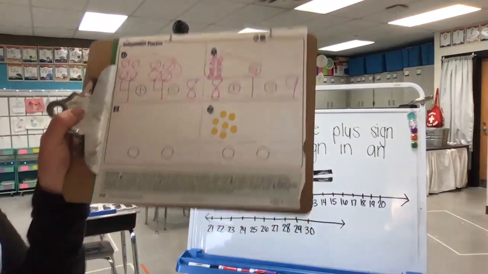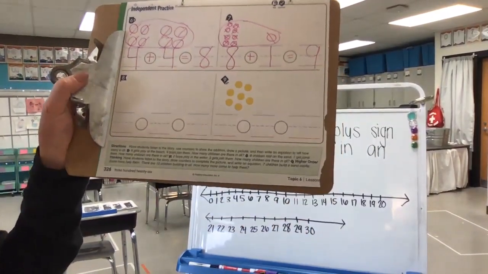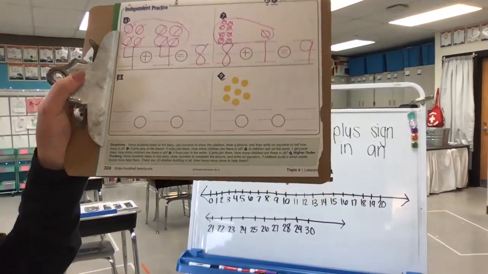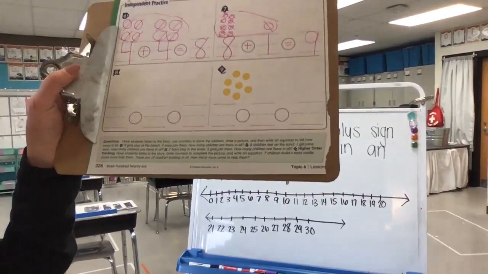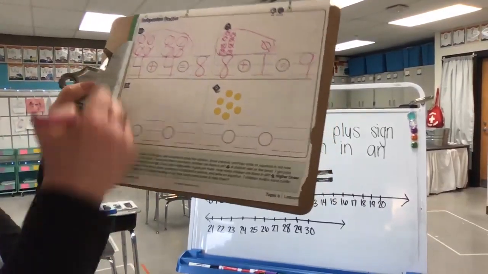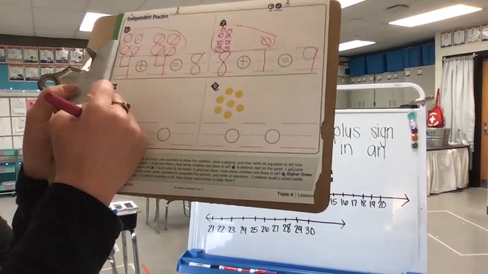Let's go down to the next one. The next story tells us 2 boys play in the water. 5 girls join them. How many are there in all? There's that word join again, telling us we're going to put together. So let's start out with the 2. 1, 2. We're going to draw 2 circles above that first line and write a 2.